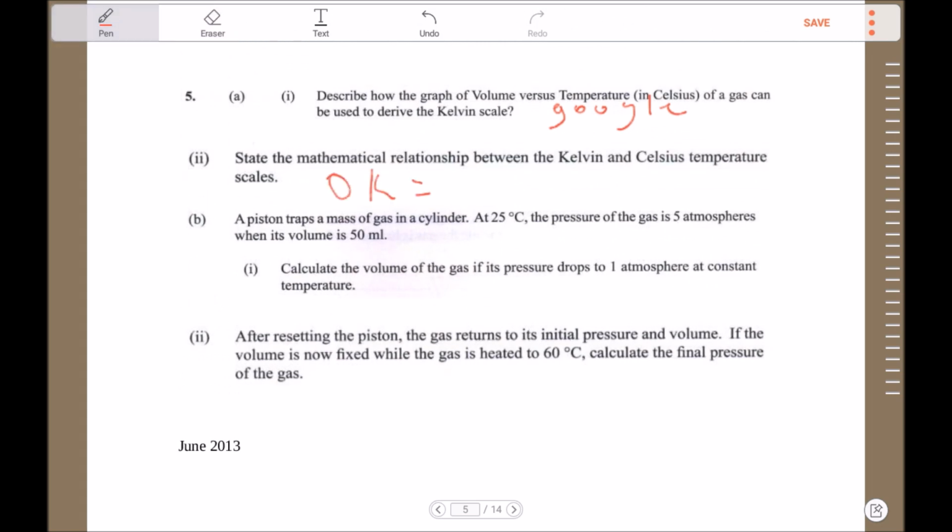Zero Kelvin is equal to negative 273 degrees Celsius. Alright, so let me start it.